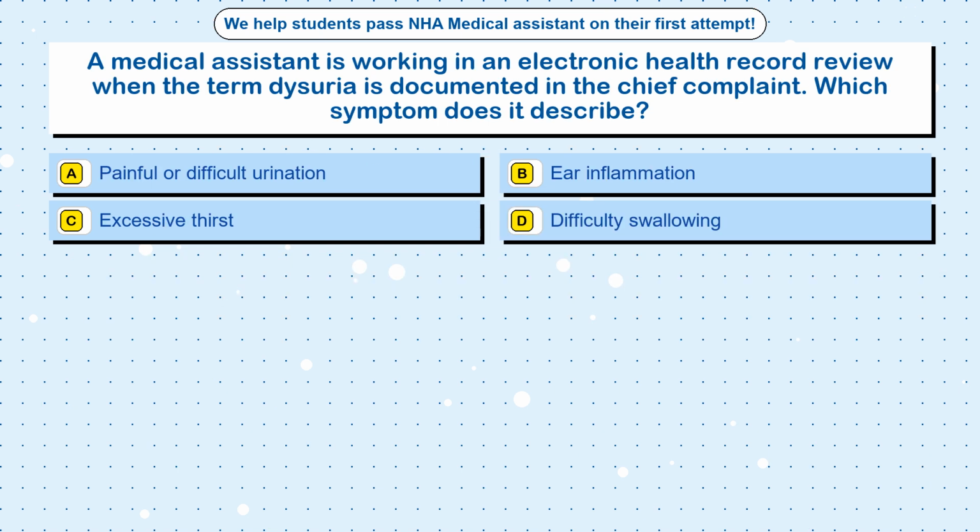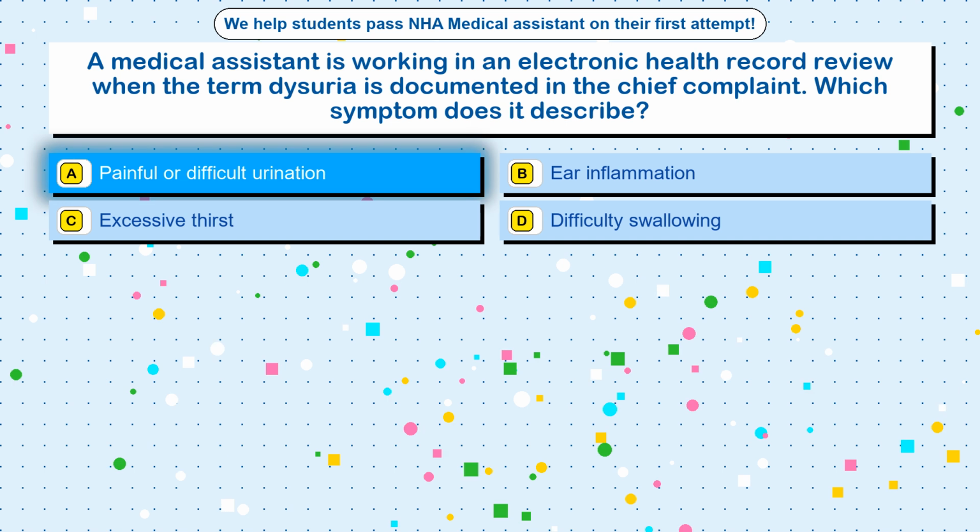Question 11. A medical assistant is working in an electronic health record review when the term dysuria is documented in the chief complaint. Which symptom does it describe? Option A. Painful or difficult urination. Option B. Ear inflammation. Option C. Excessive thirst. Option D. Difficulty swallowing. The correct answer is option A.